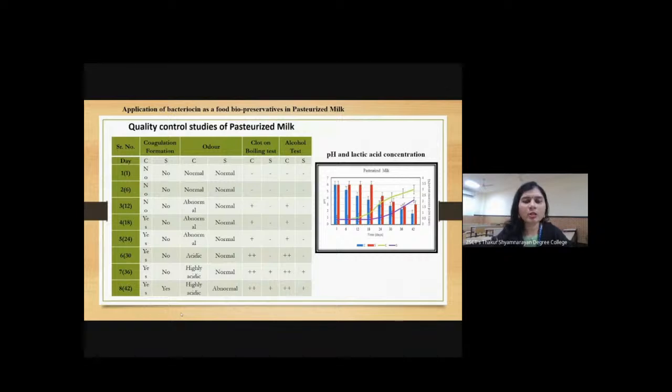According to this observation, the shelf life of the pasteurized milk increased from 24 to 42 days, meaning the pasteurized milk was stable up to 42 days. In the coagulation test, oil formation test, clot on boiling test, and alcohol test, the observations were stable from 24 days up to 42 days. The pH and lactic acid concentration were also observed up to 42 days, stable up to 24 days and proceeding up to 42 days.